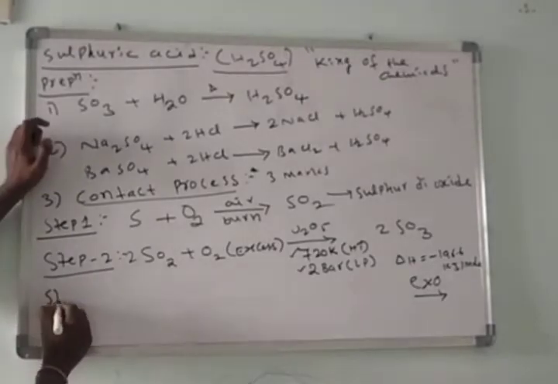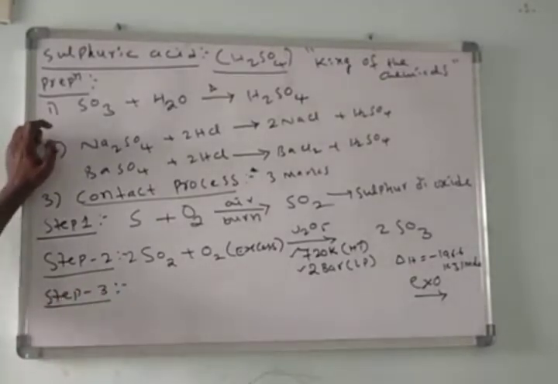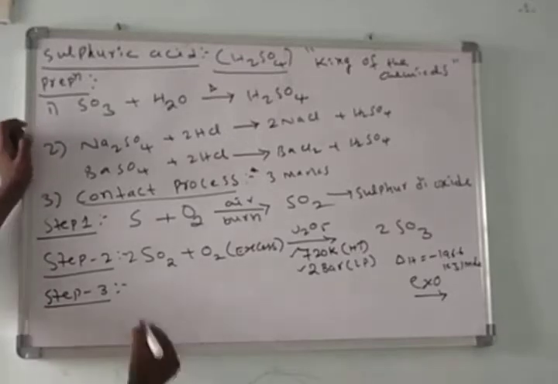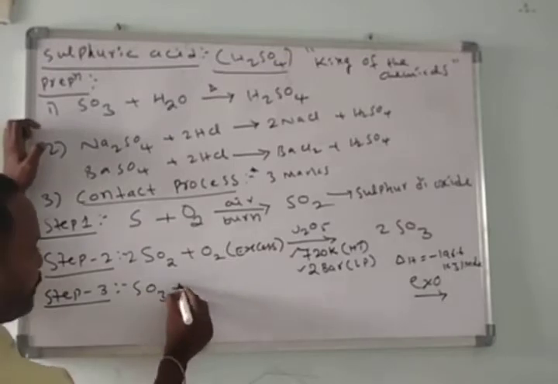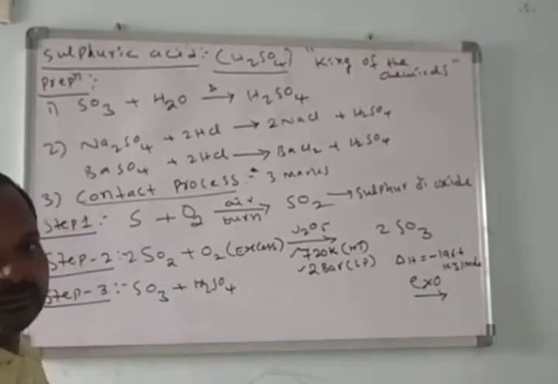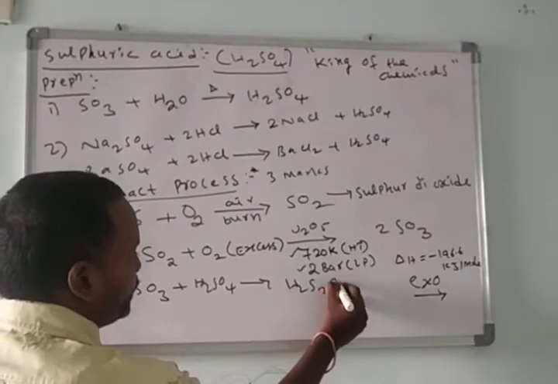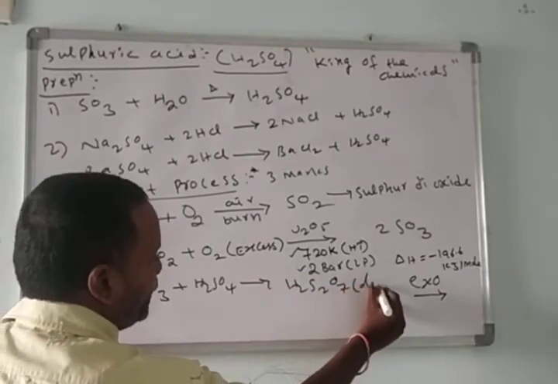Step 3. Actually, in some books, the hydrolysis of sulfur trioxide gives sulfuric acid, or in some books, according to our NCERT, the sulfur trioxide fumes dissolve into the sulfuric acid. What happens? It forms H2S2O7, oleum.